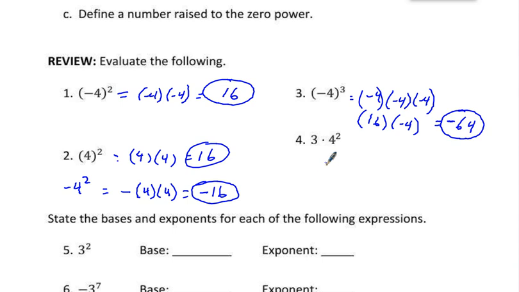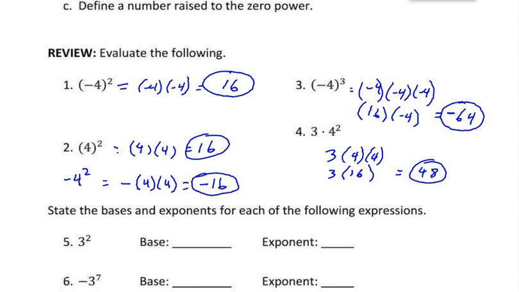In example 4, we have 3 times 4 squared. So this is 3 times 4 times 4. I know 4 times 4 is 16. We've done that several times in this exercise so far. And 3 times 16, then 48. Hopefully you did okay with these review questions.